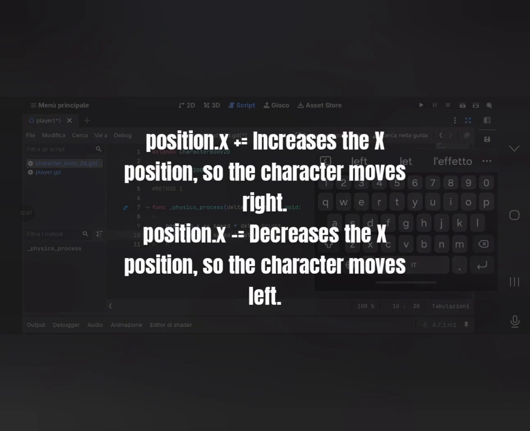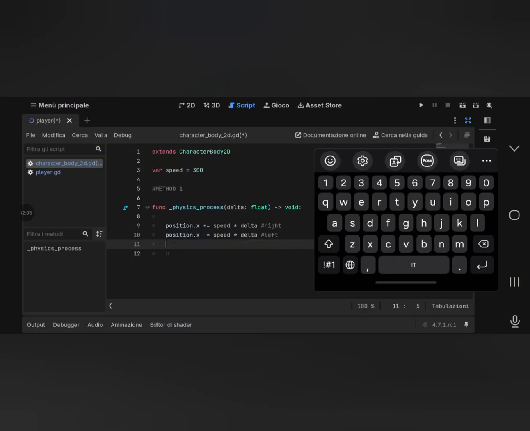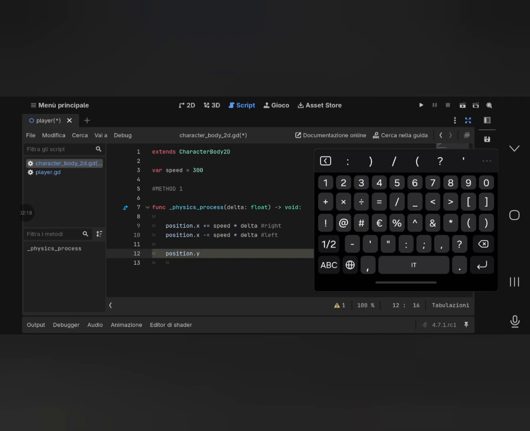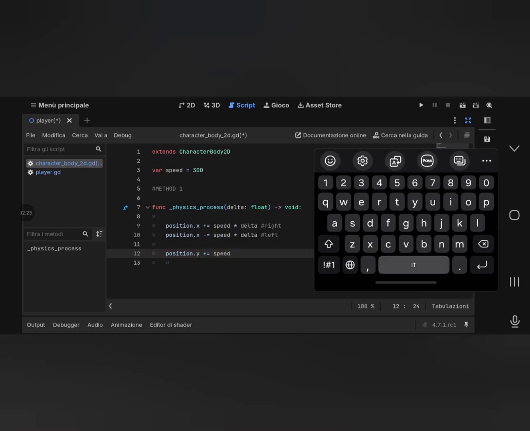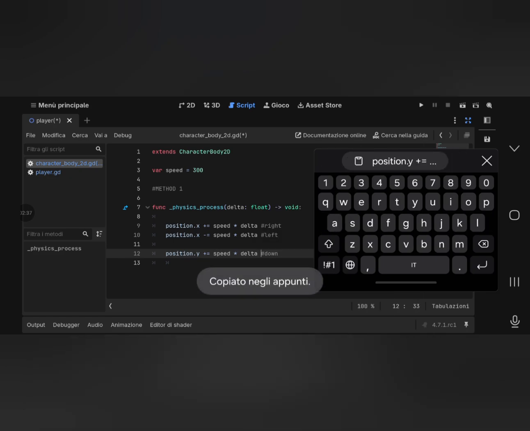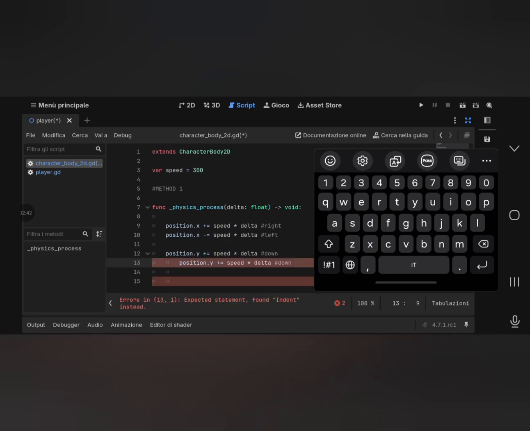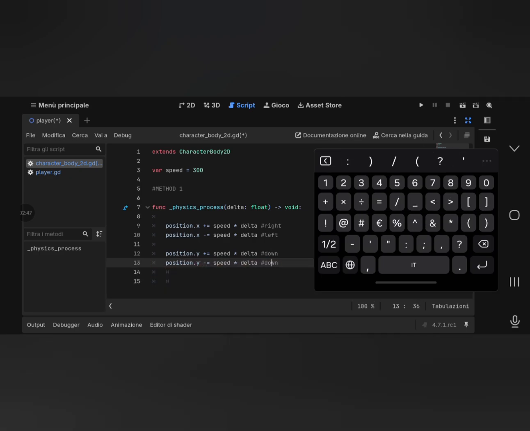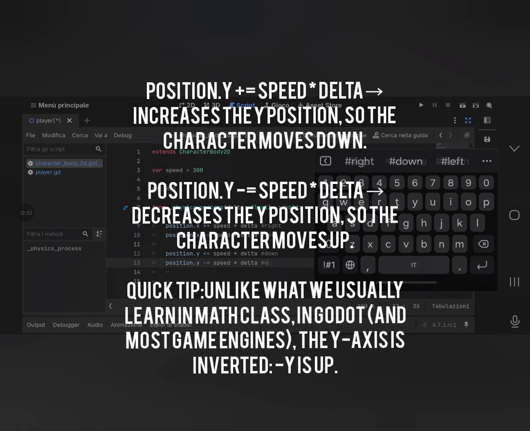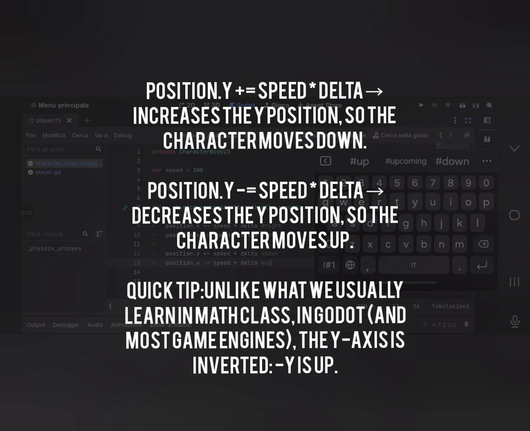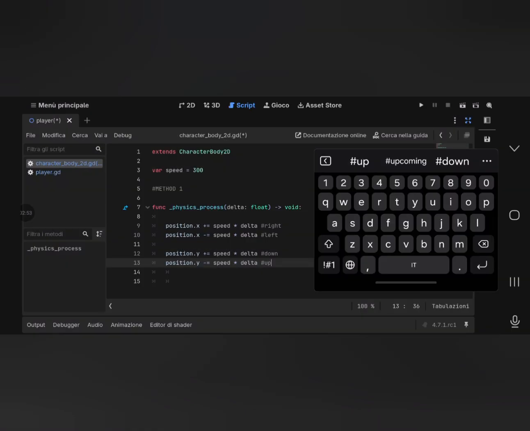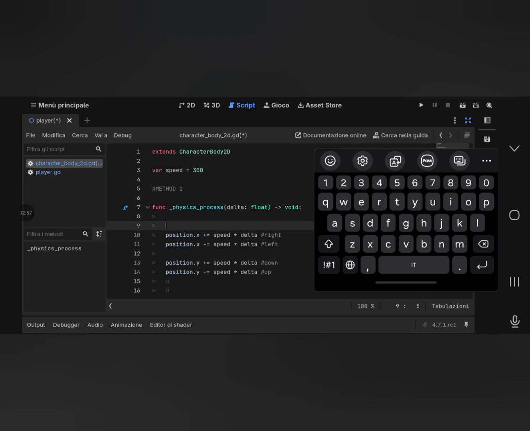Position X plus equals increases the X position, so the character moves right. Position X minus equals decreases the X position, so the character moves left. Position Y plus equals speed * delta increases the Y position, so the character moves down. Position Y minus equals speed * delta decreases the Y position, so the character moves up.